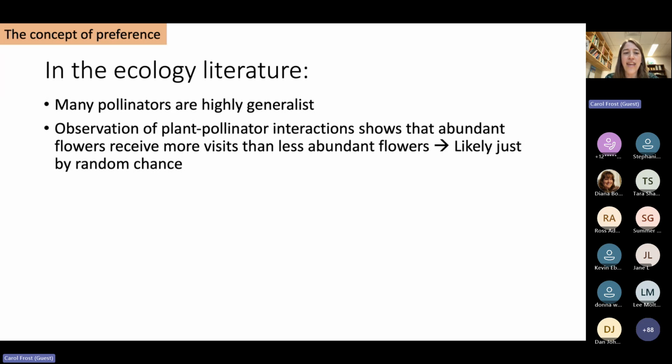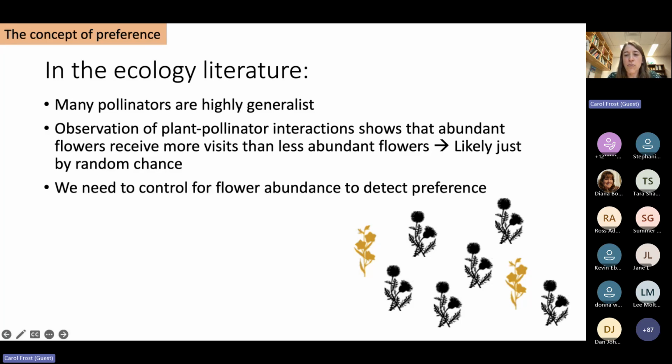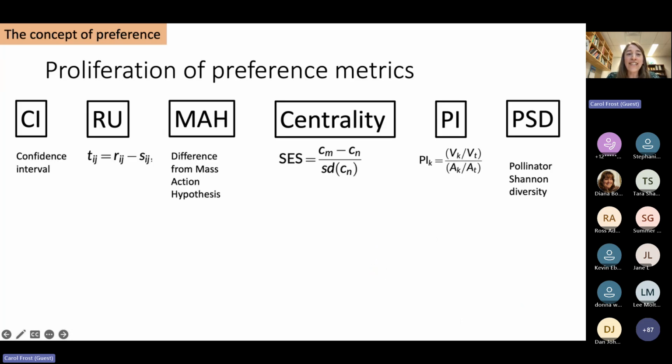It's generally assumed that that happens just by random chance, because if you're a pollinator going through this patch of flowers, you're just by random chance more likely to encounter a black flower than a yellow flower, and so you're more likely to visit the black flowers than the yellow flowers if you're a generalist and you don't care what you use. So although it has been observed that abundant flowers tend to be visited more, we assume that in trying to understand preference, we have to control for abundance to be able to detect which are actually the preferred flowers. So that has led to the proliferation of preference metrics.